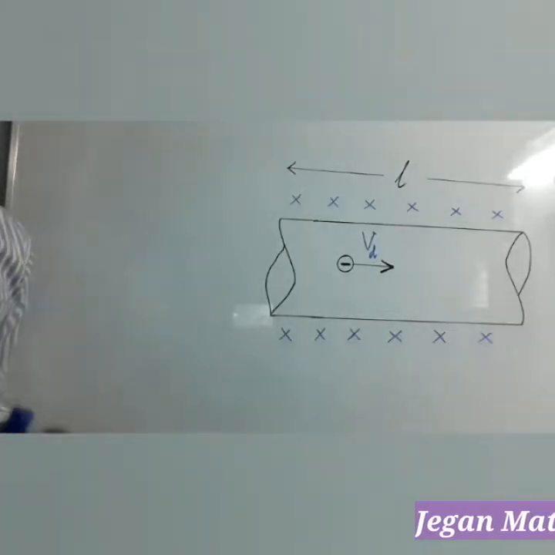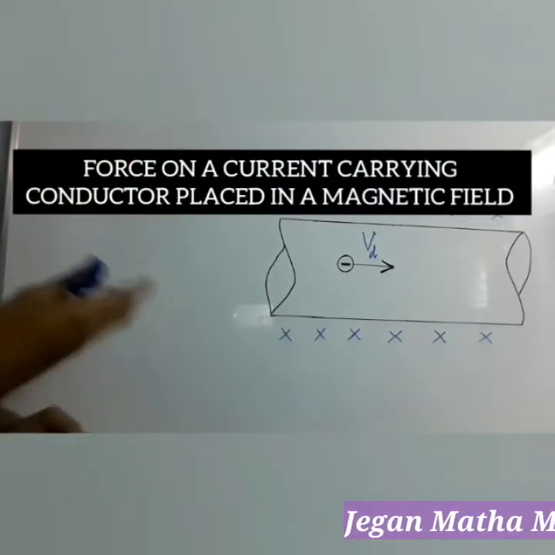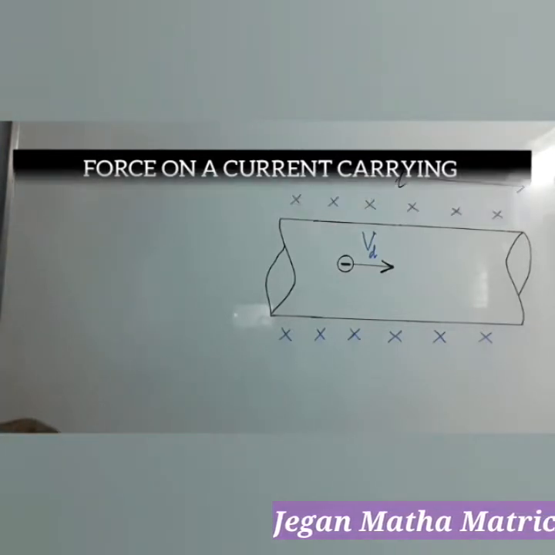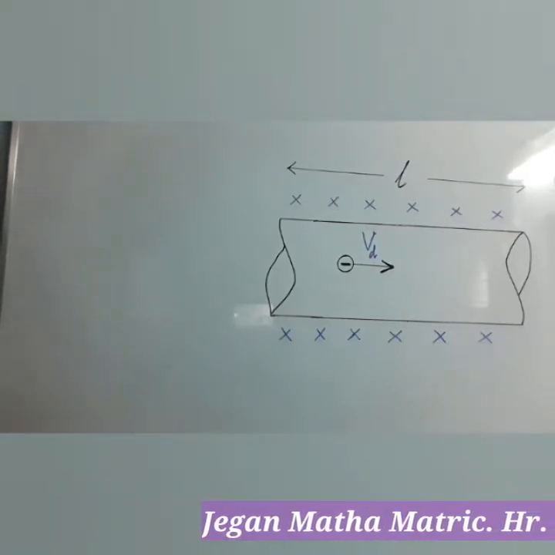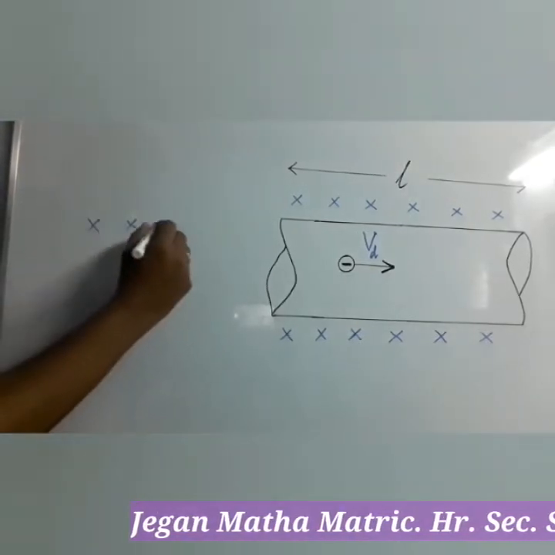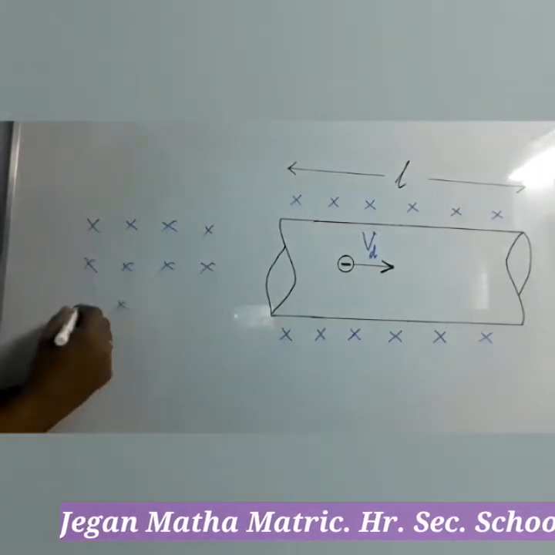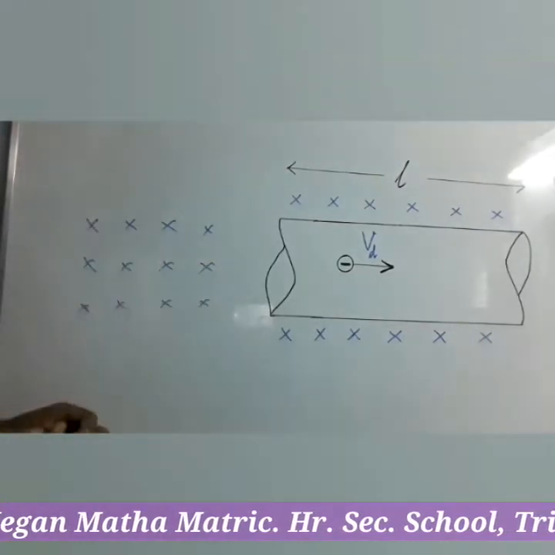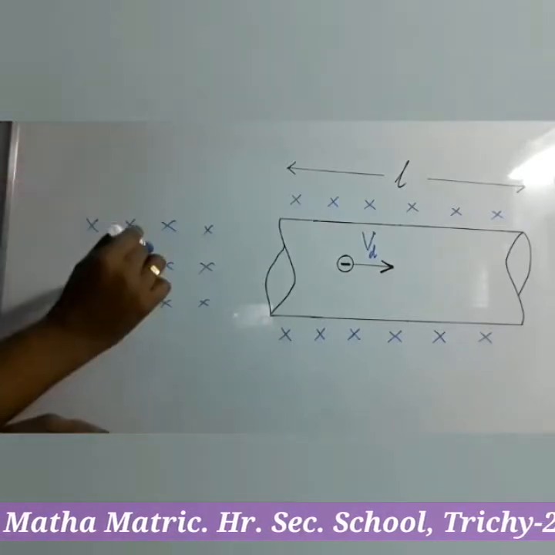Hi students, today we are going to discuss force on a current carrying conductor placed in a magnetic field. First, let us recall the force experienced by the charges in the magnetic field. Here I am going to draw the representation of the magnetic field. Here I have drawn the crosses that give you the direction of the magnetic field. Here the crosses represent the magnetic field lines entering into the board.